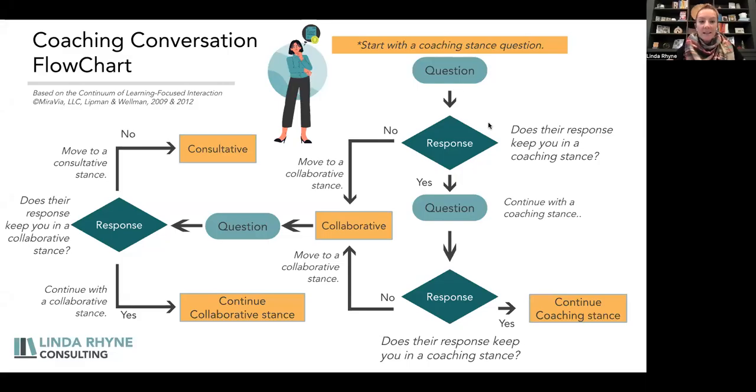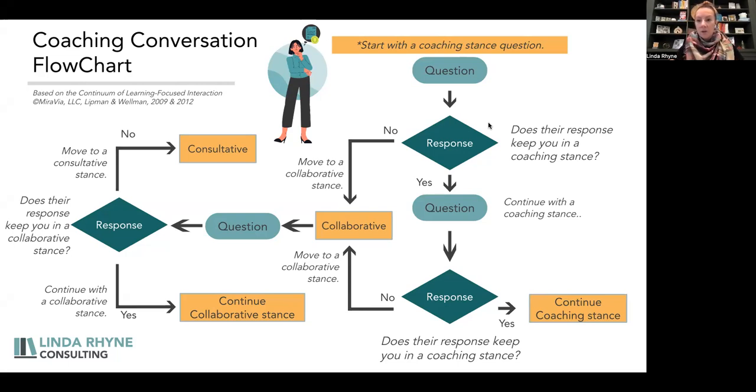All right, let's take a look at how a coaching conversation might flow and use this flow chart to help us with the decision making that happens in the moment when we find ourselves in a coaching conversation. This is based on the work of Lippman and Wellman, who are in the Miravia company. They created a continuum of learning focused interaction, which I use to guide coaching conversations in the work that I do. So, what might this look like?